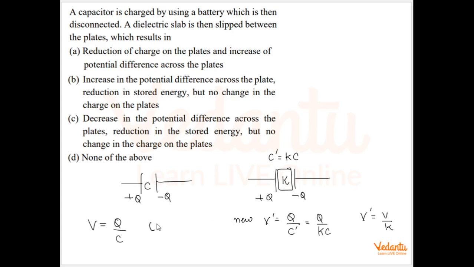The original energy stored will be Q square by 2C. The new energy stored will just be Q square by 2C dash. That will be Q square by K multiplied by 2C. That will be U by K.